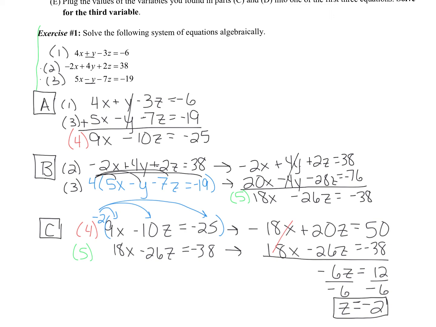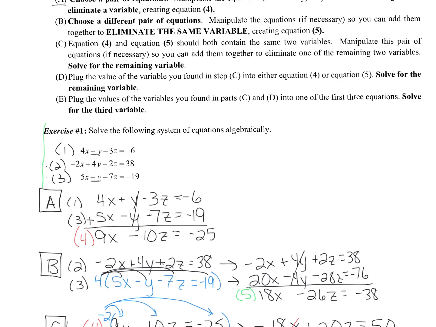So I'm going to come up here to do step D, just so we can see the steps. I should be able to fit everything. It says step D is plug the value of the variable you found in step C, so that's my z equals negative 2, into either equation 4 or equation 5. Solve for the remaining variable. Equation 4 and equation 5 just have an x and a z, so they can be solved for x now. So I'm just going to pick equation 4.